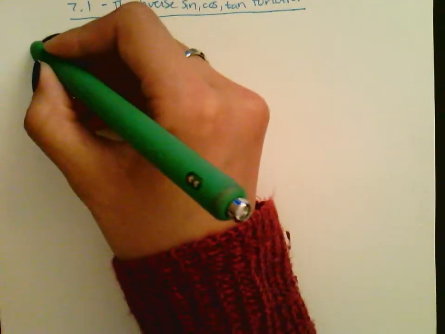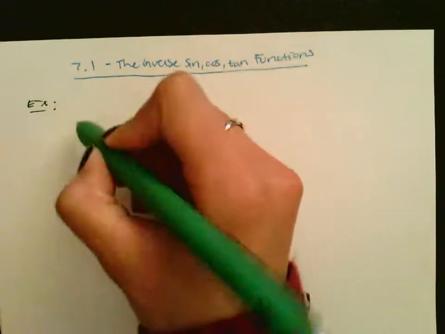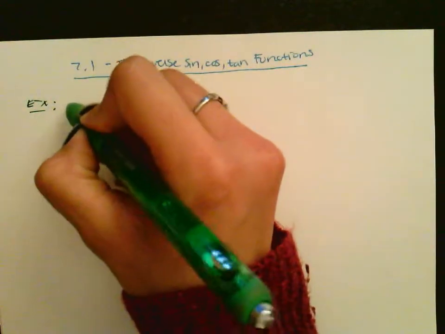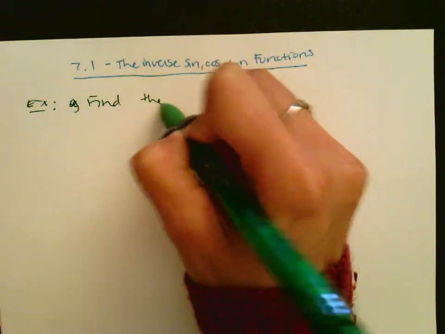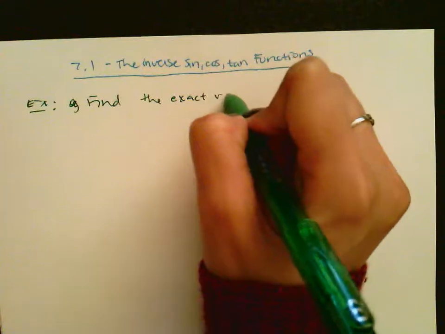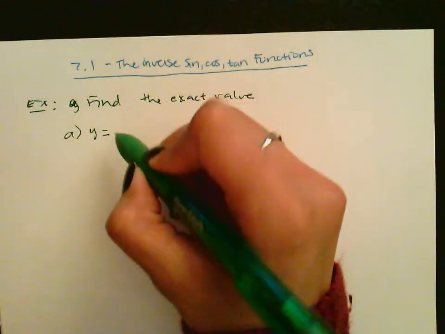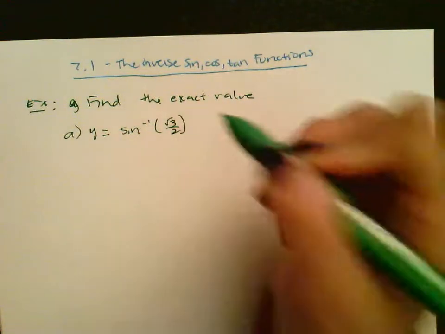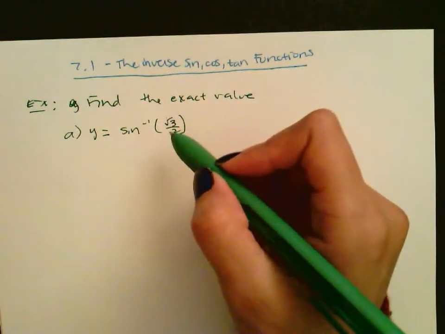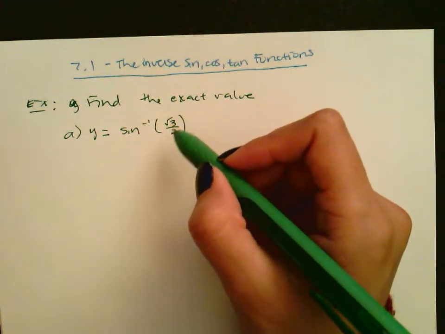So the first example is to find the exact value for y is equal to sine inverse of radical 3 over 2. So let's go ahead and check our restrictions. Before we start solving anything, we need to make sure we always check our restrictions.